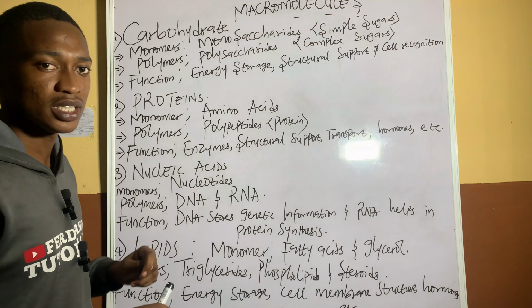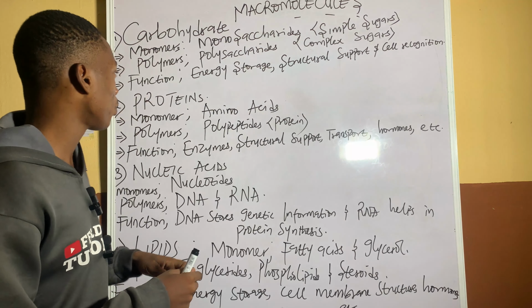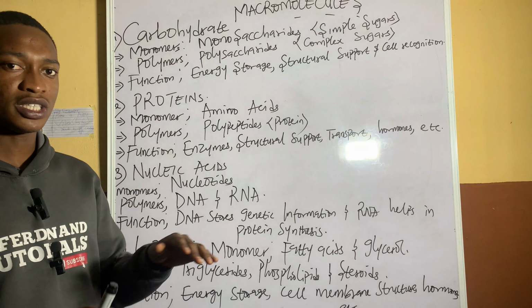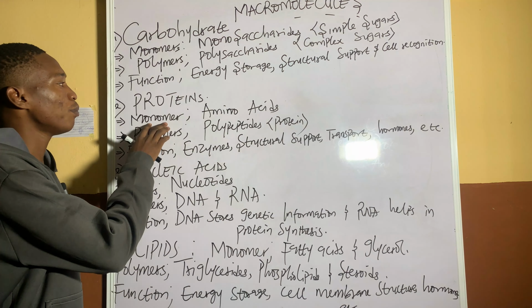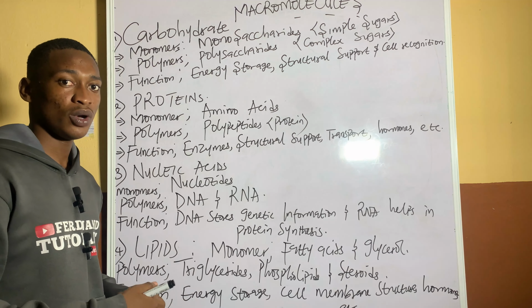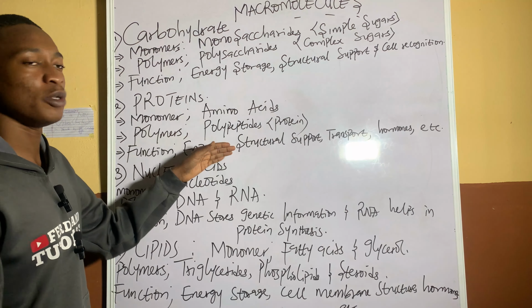Now we have proteins. That's number two. When we're talking about protein, we have what we call monomers, we have polymers, and then we have their function, just as I've listed. Under monomers of protein, we have amino acids. There are 21 different amino acids. The polymers are polypeptides.